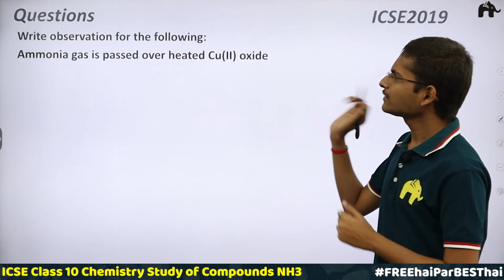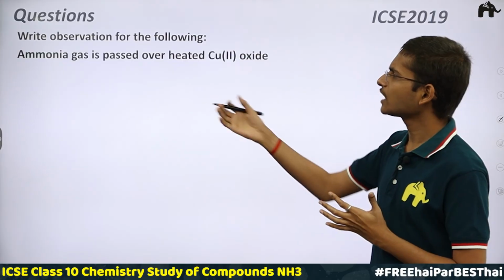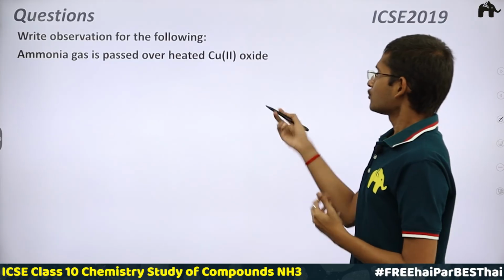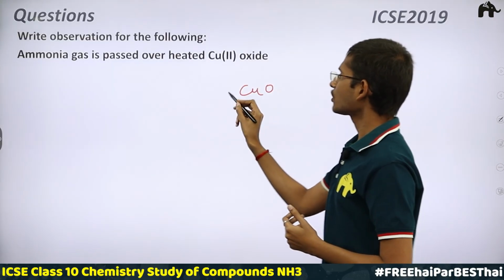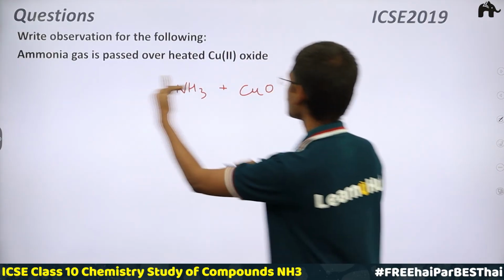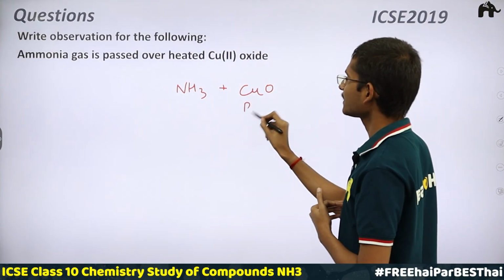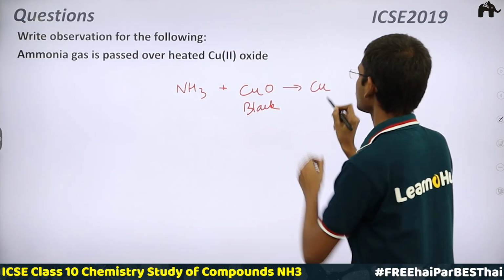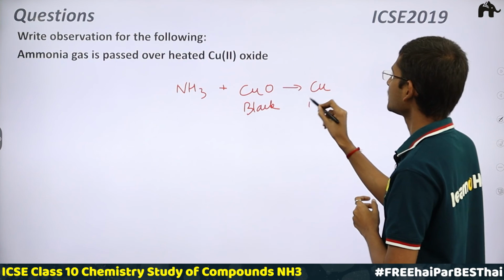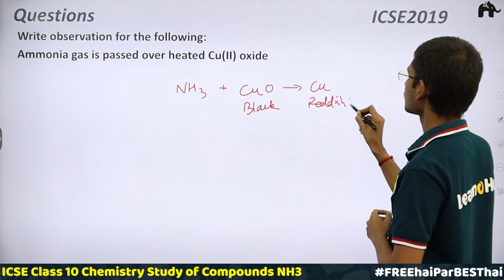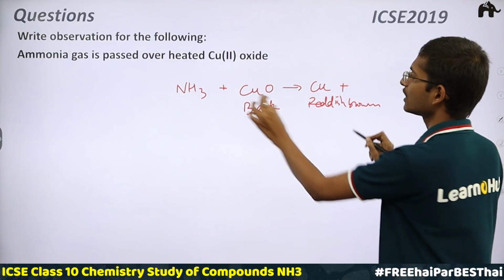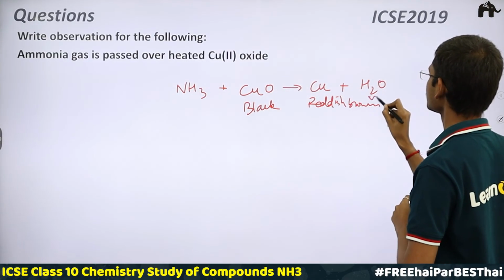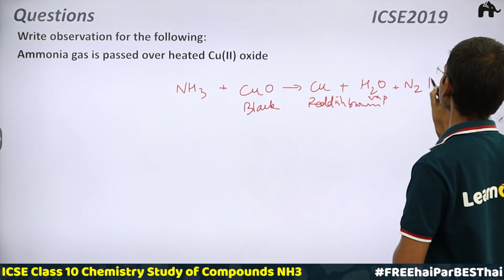Write the observation for the following. We need to write just the observation. Ammonia gas is passed over heated copper oxide. We know what would happen. When ammonia gas is passed over this heated copper oxide, which is black in color, the metallic oxide is reduced, so we get metal, whose color is reddish brown. We have studied this reaction. Then water vapor is formed and N2 gas is released.